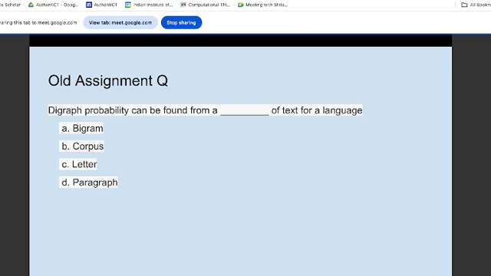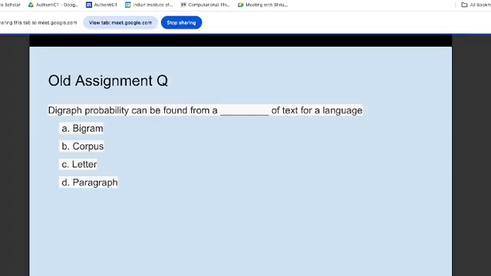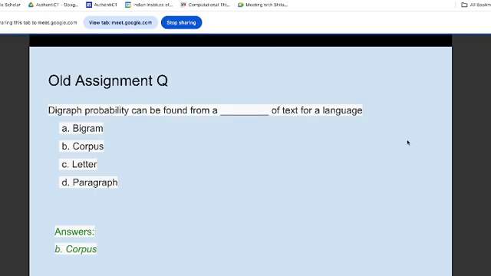Now, digraph probability can be found from a dash of text for a language. Yes. So it's basically a question based on recollection of your lecture. Actually, I don't think that I have covered this question. So, corpus of text of the language. Corpus as in, in the lecture, sir covers the British National Corpus as the corpus of consideration. This corpus will give us the probability for each digraph. So this digraph probability is mentioned in each of the language text corpuses.